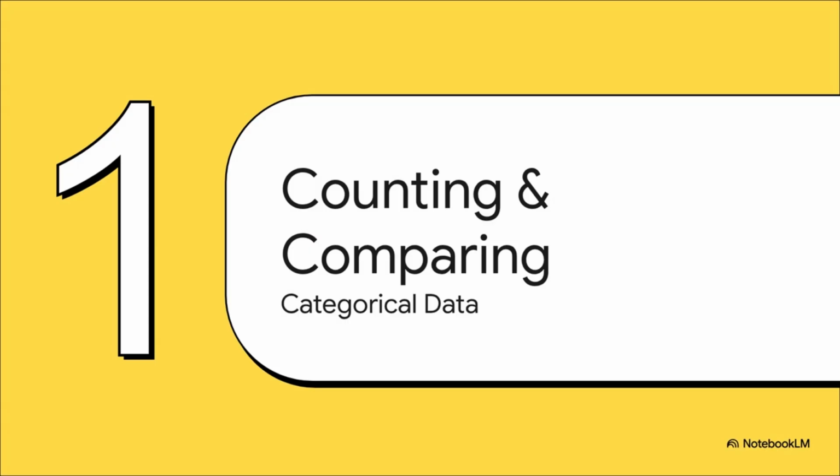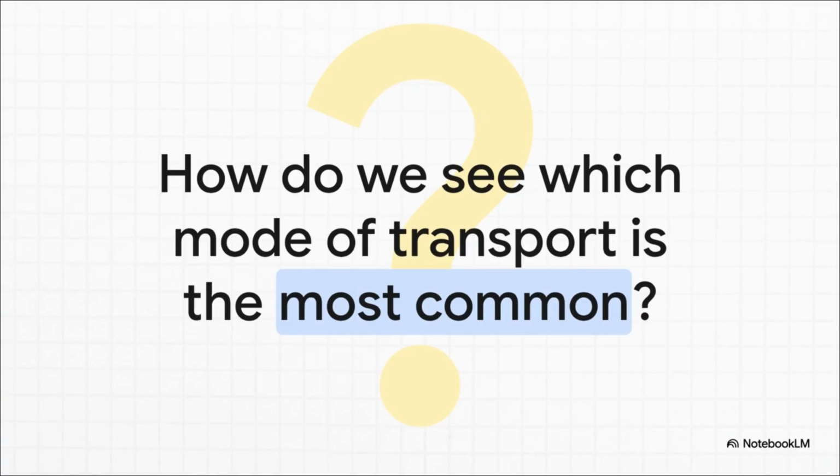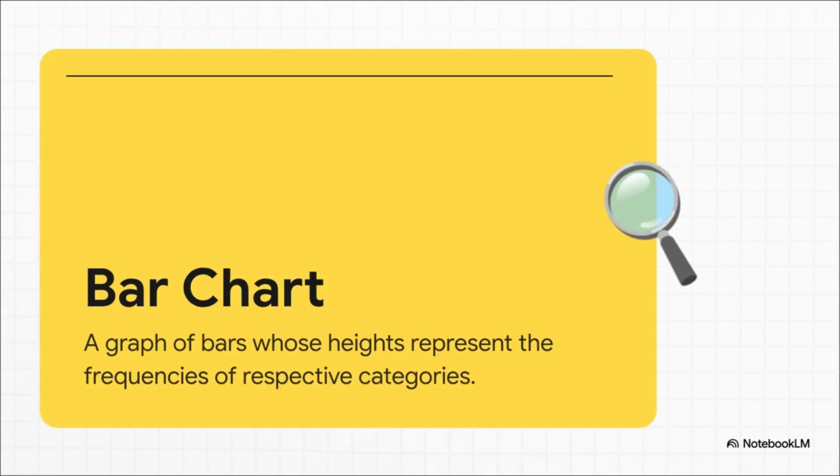So let's start with the most basic question you can possibly ask of your data. How do we just count things up and compare different groups? This is really the core challenge when you're dealing with categories. It doesn't matter if we're talking about student grades, A, B, or C, or trying to figure out how students get to campus. We need a way to see, like instantly, which group is the biggest. So, what's the best tool for that job? We'll say hello to the hero of our first story, the simple but incredibly powerful bar chart.